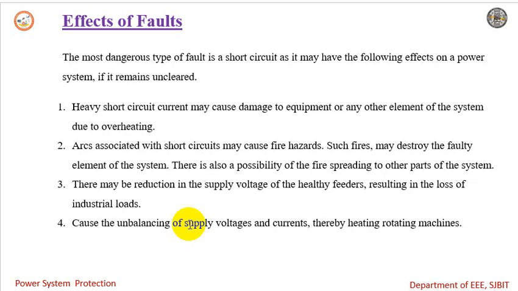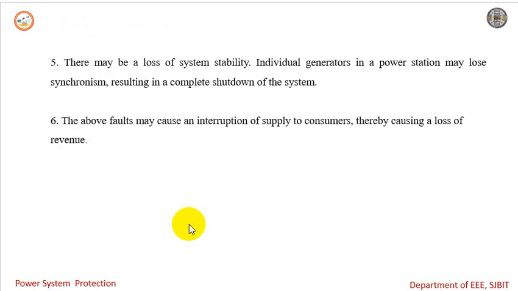Due to faults, there may be a reduction in the supply voltage of the feeders, and this will result in the loss of industrial loads. Due to faults, there may also be unbalancing of supply voltages, that is the unbalanced condition of the power system. Thereby, due to these fault currents, there may be heating of the rotating machines. The rotating machines may get damaged, and there may be a loss of system stability.